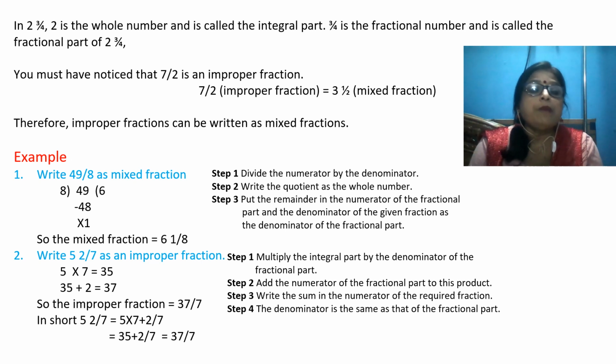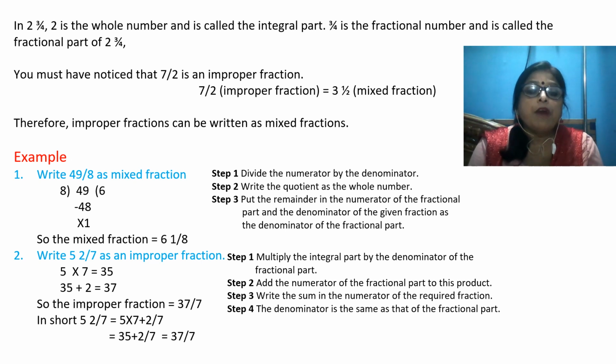So in this example, 8 sixes are 48. So 6 is here the integral part. It means the whole number. 1 is the remainder, that is your numerator, and 8 will be the denominator. So 6 whole number 1 by 8 is the answer.